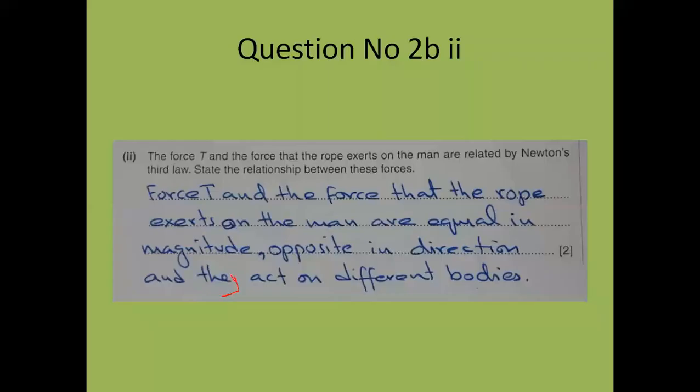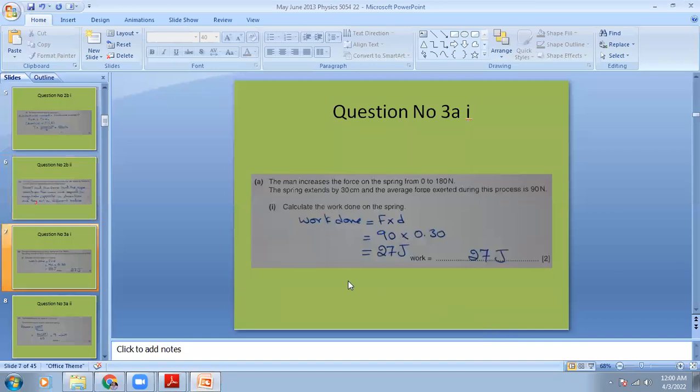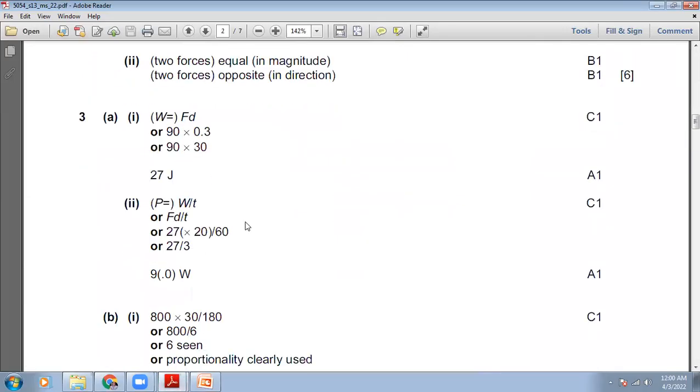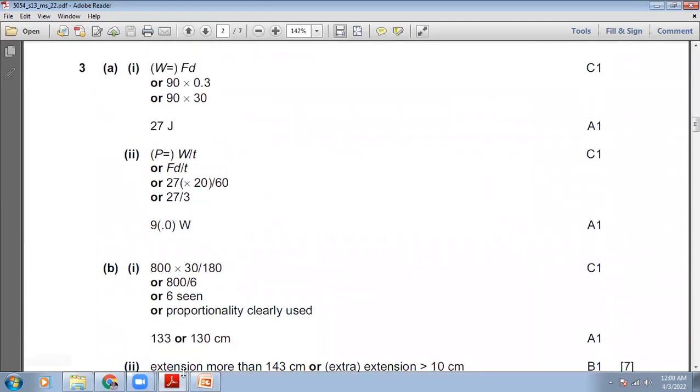Let me show you. I have calculated it. So the work done is equals to force multiply the distance, and we have applied the 90 Newton force, and distance moved is 0.3. So the work done will be 27 joules. So let's check. So the answer is 27 joules. So our answer is right.